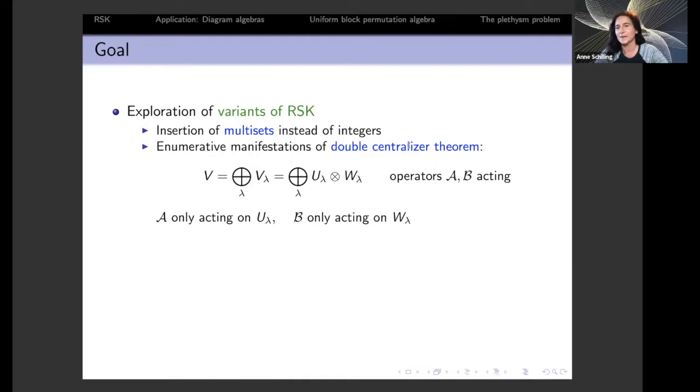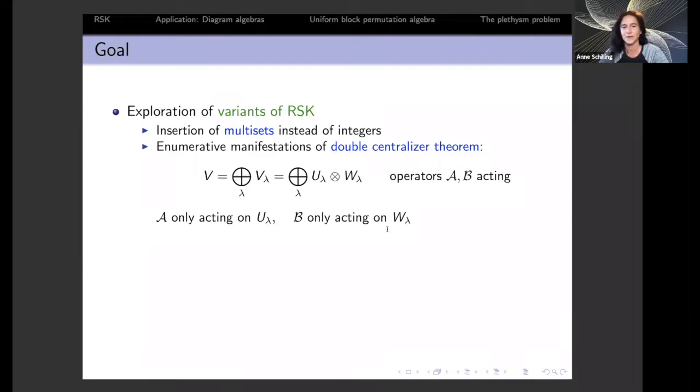If you have a representation V, and suppose that this decomposes into irreducibles, and you have two algebras acting on the space and these actions commute with each other, then you can decompose this V as a product of a U_lambda and a W_lambda, where the algebra A only acts on the U and the algebra B only acts on the W. We will see examples of this.